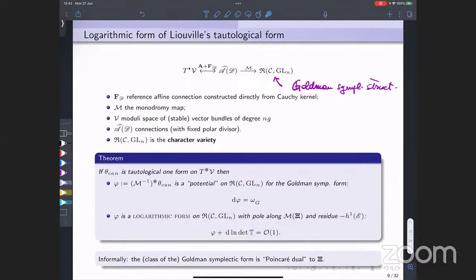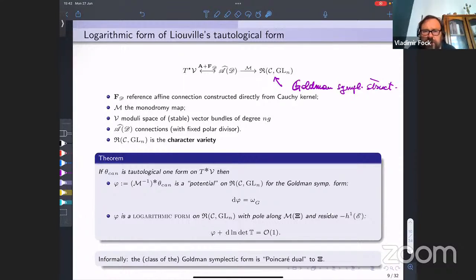Excuse me, please. Excuse me, I'm just a little bit surprised by this statement. Is the surface compact for you, closed, or not necessarily?